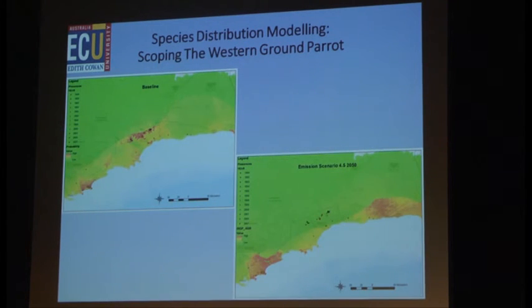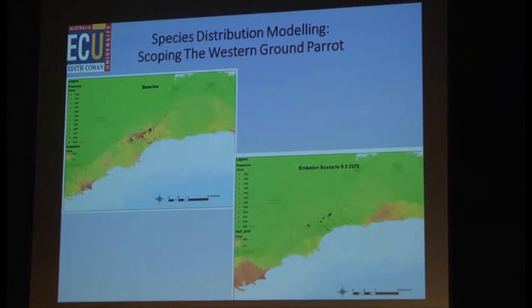Put it at Fitzgerald. 2050 medium scenario, 2070 medium scenario, 2050 high scenario, 2070 high scenario.